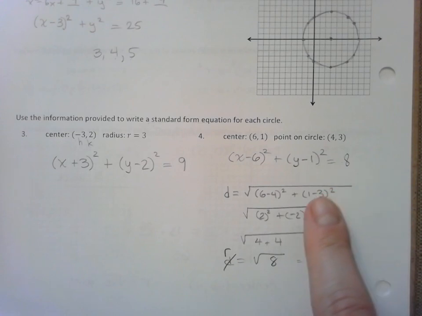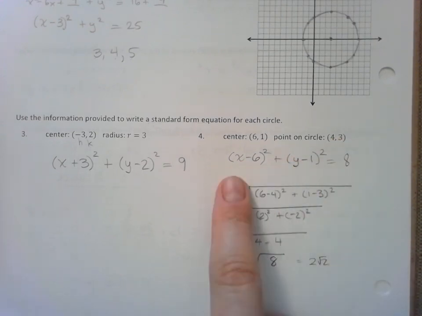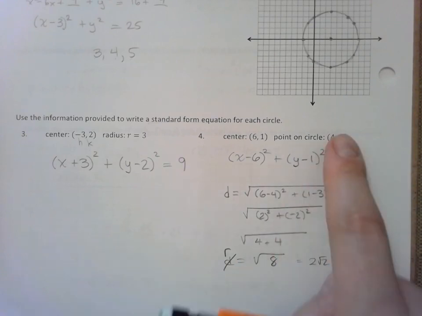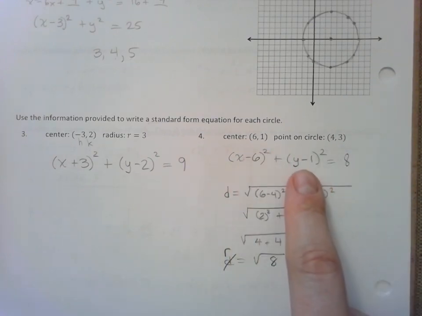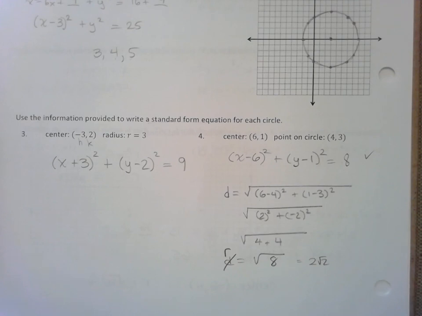We know that it's true because if I plug in the point 4, 3, I would get 8 as a solution. Negative 2 squared, positive 2 squared makes 8. So this concludes this next video on how to graph and how to write equations for circles.